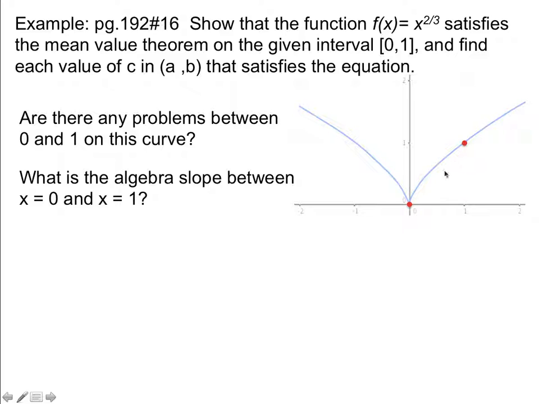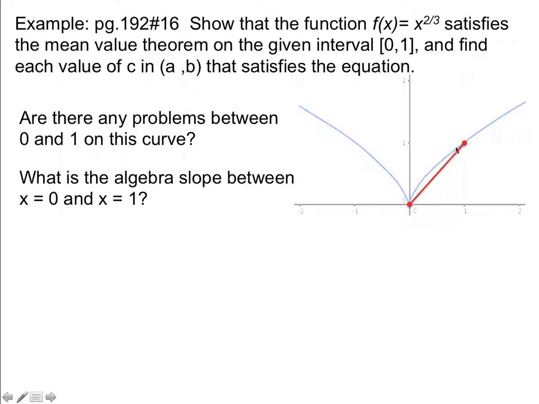And if we notice that although we have a cusp here at the end point, we do not have a cusp on the interior. So we're okay to use the mean value theorem here. We just can't have any cusps on the interior. So let's go after our algebra slope here.